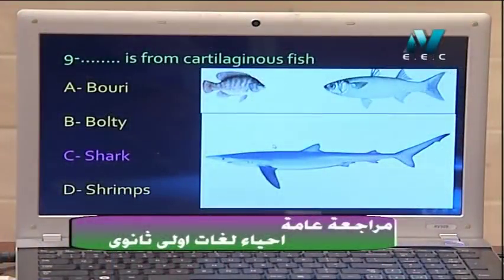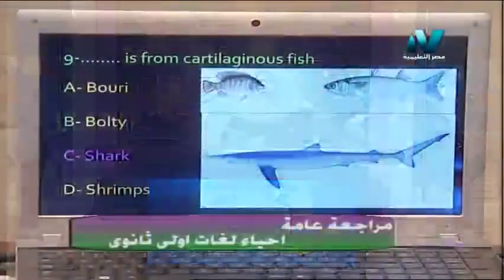When you look at the bony fish, its skeleton is bony. When you look at the gills, the gills here are covered with operculum. The operculum covers the gills to protect them. Its mouth is terminal, not ventral. It has an air bladder. The air bladder helps the fish to ascend up and down. Also, it is covered with scales.